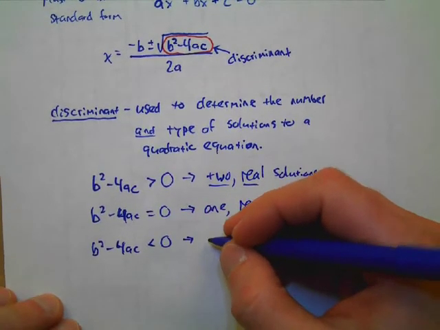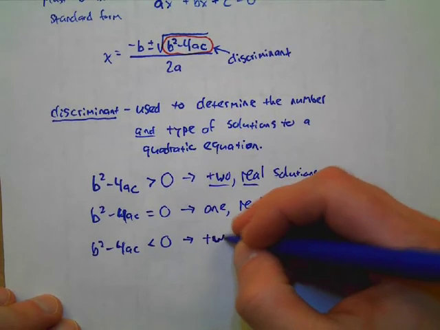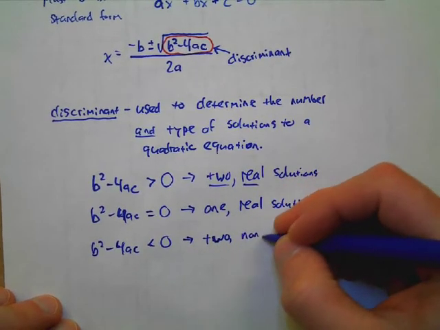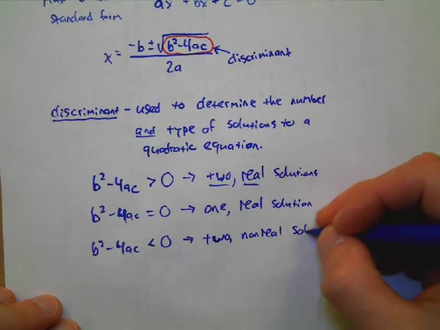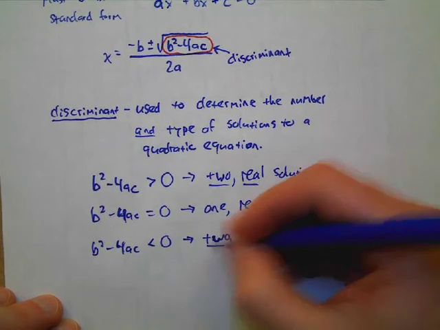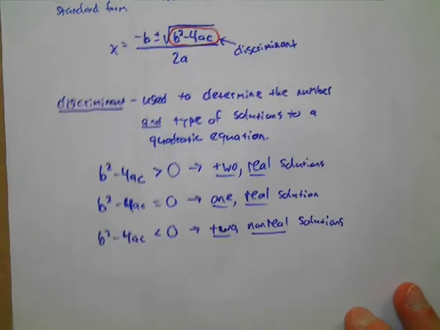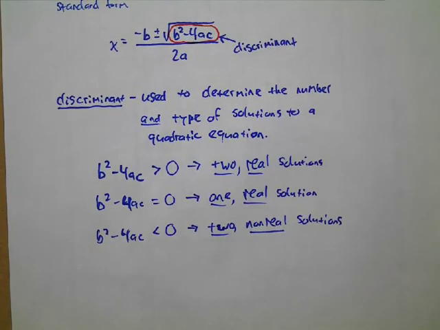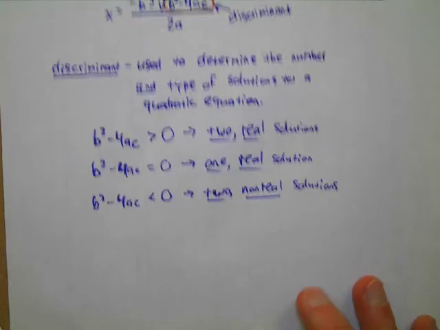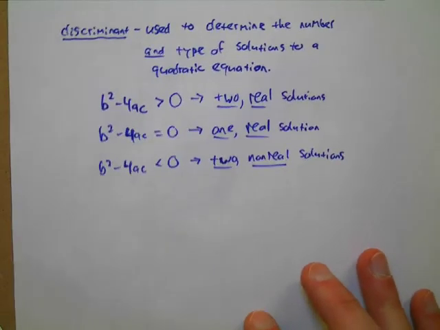Or in fact, I should say there are 2 non-real solutions. So no real solutions, but there will be 2 non-real solutions. Every quadratic equation should have at least one solution. There should never be a quadratic equation that doesn't have a solution. The solutions might be imaginary, or they might not be real. Okay. So let's see this in practice.